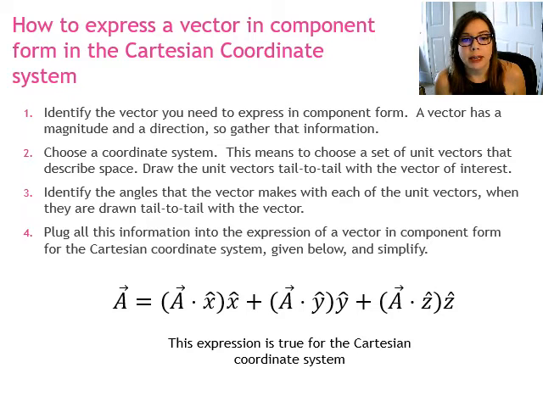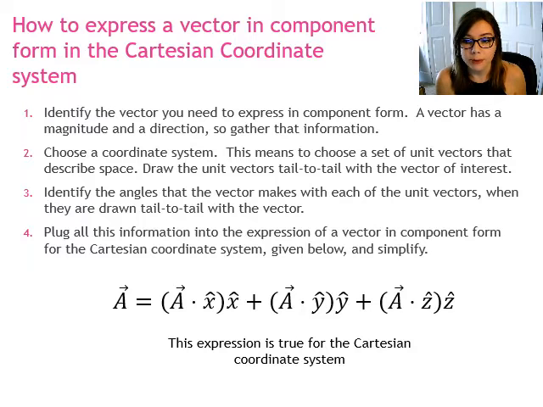And I advise you to draw these unit vectors tail to tail with any vector that you plan on putting into component form using this coordinate system. By doing that, it'll make step 3 easier. You need to identify the angles that the vector makes with each of the unit vectors when they're drawn tail to tail. So just draw them tail to tail every time. Identify the angle that this vector makes with the x hat unit vector, the angle that this vector makes with the y hat unit vector, and the angle that the vector makes with the z hat unit vector.